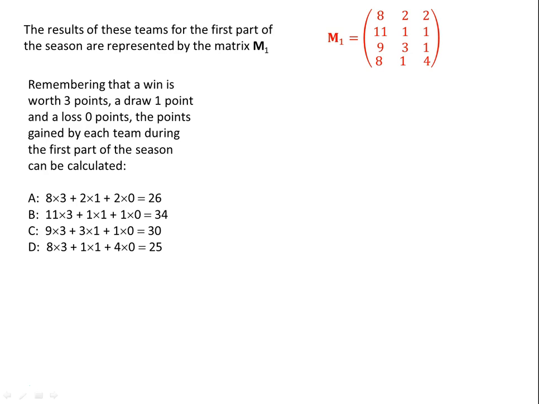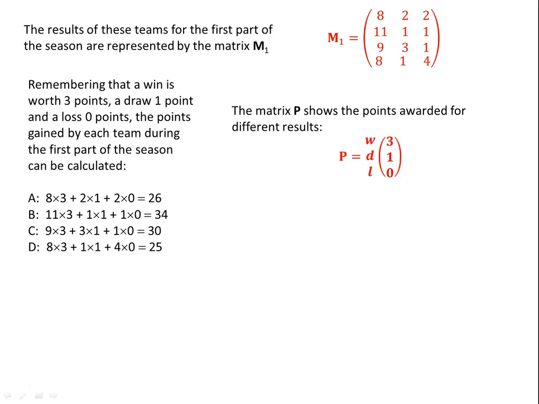Now we could write the points scored for a win, a draw and a loss as another matrix. And in this case we'll write it as a matrix with 3 rows, each with just one column. And the calculation we've done for the points can be written as a matrix multiplication. So it'll be the first example of a matrix multiplication that we've got.